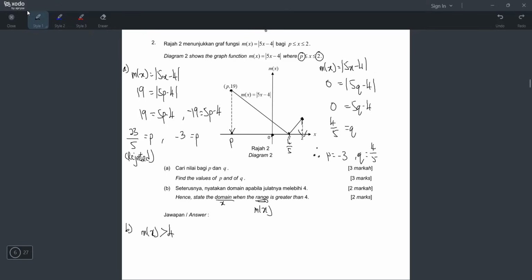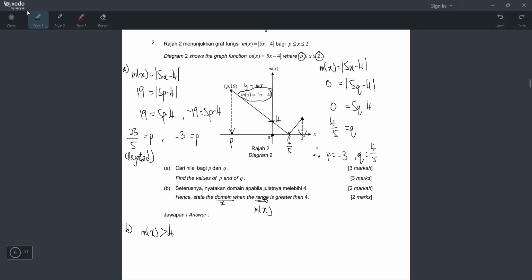I mean this function, this V-shaped line, and I will have to look at mx and find 4 first. But I can tell you straight away the 4 is here. The 4 is the y-intercept. Let me tell you how I know it's exactly here. Because when I look at the function, did you realize it looks like a straight line equation?